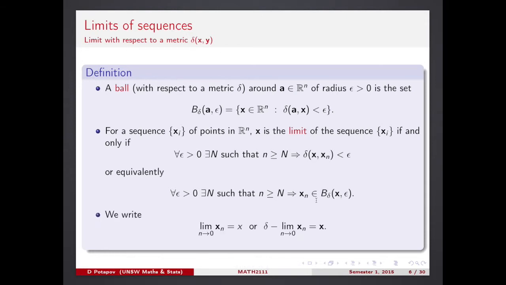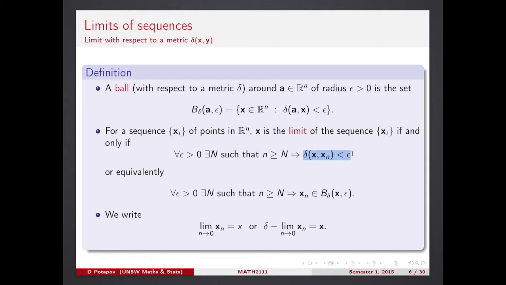Notation-wise, that's what we write. We write either limit of xn equals x, or if we would like to specify the metric with respect to which the limit is computed, we put this delta in front, just to make it explicit which metric we use. Because if you look at this definition, it's heavily dependent on the metric we use to define our ball, or define our closeness here. So changing the metric means you're changing the definition of the limit. So in principle, the limit may change. Even though in this topic it's not going to happen, and you will see the reason why in a few slides from now.